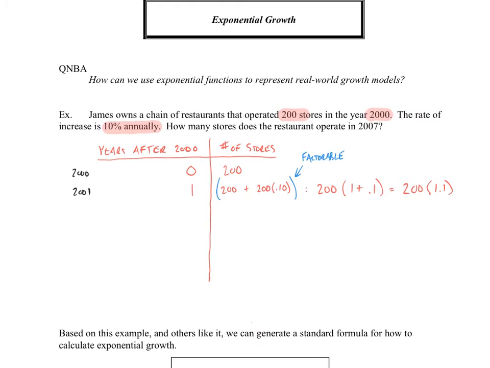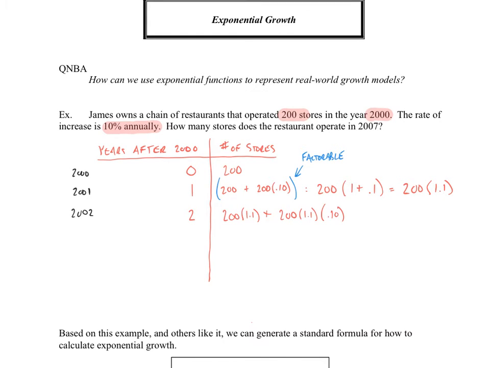Let's see what happens in the second year. So in 2002, we will be 2 years after the year 2000. Now, how is this going to be any different? We have our initial 200 times 1.1, because that's what we're dealing with now. We still have that 200 times 1.1, that's what we have from the year before. Now we're going to add to it that amount times 0.10, because we're going to take 10% of that now.